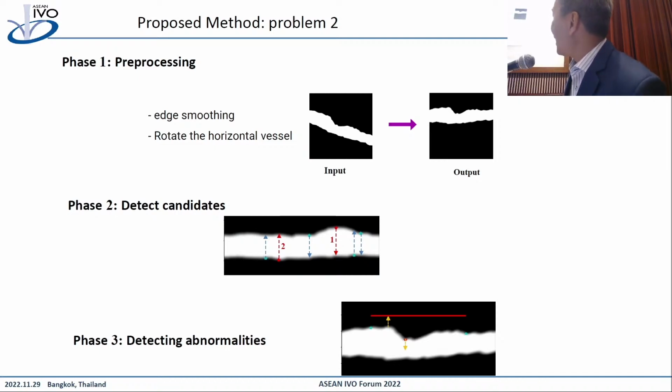In the second phase, we detect candidates by moving along the upper and lower boundaries, and we find out, by the direction and the angle, which area is a candidate. And in the last phase, we form the candidate, we calculate the diagram, and we confirm which area we can be sure is the abnormality.